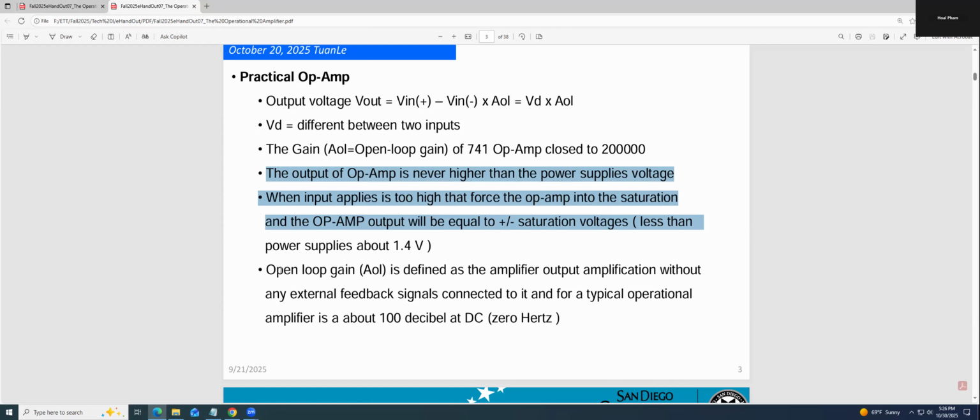Open loop gain A_OL is defined as the amplification of the output without an external feedback signal connected to it. And for a typical operational amplifier, it is about 100 decibels at DC. That means the frequency is 0.